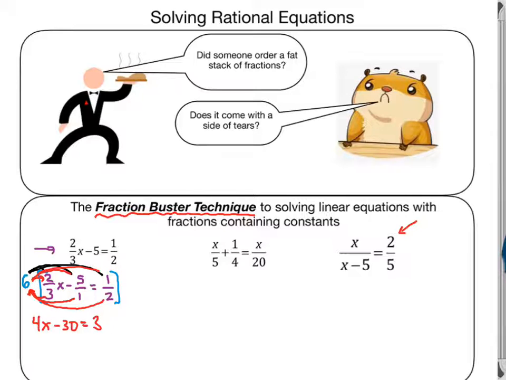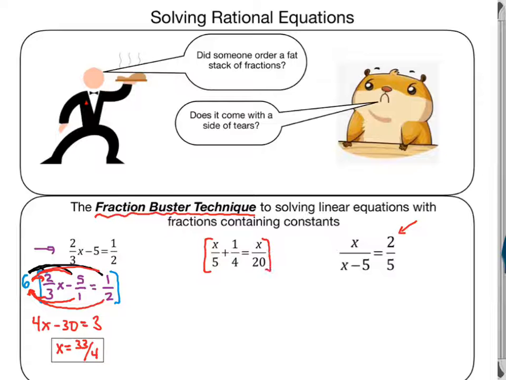From here, it's pretty straightforward. I'm just going to add 30 and divide by 4, and I end up with x equals 33 over 4, which is an ugly number, but that's quite all right, and not everything has to be all perfect here. So that's the solution to the first one. And the fraction buster also works if you have multiple x's.